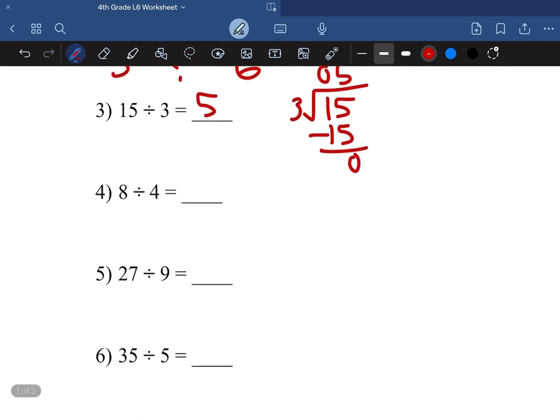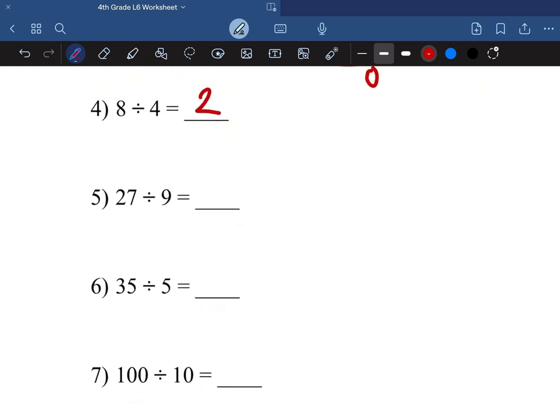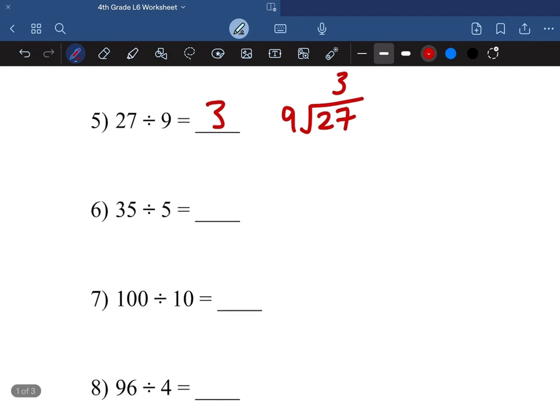Number 4, 8 divided by 4. So 4 goes into 8 2 times. So the answer for number 4 is 2. Number 5, 27 divided by 9. So 9 goes into 2 0 times, so we just leave that space blank. 9 goes into 27 3 times, because 9 times 3 is 27. So the answer for number 5 is 3.